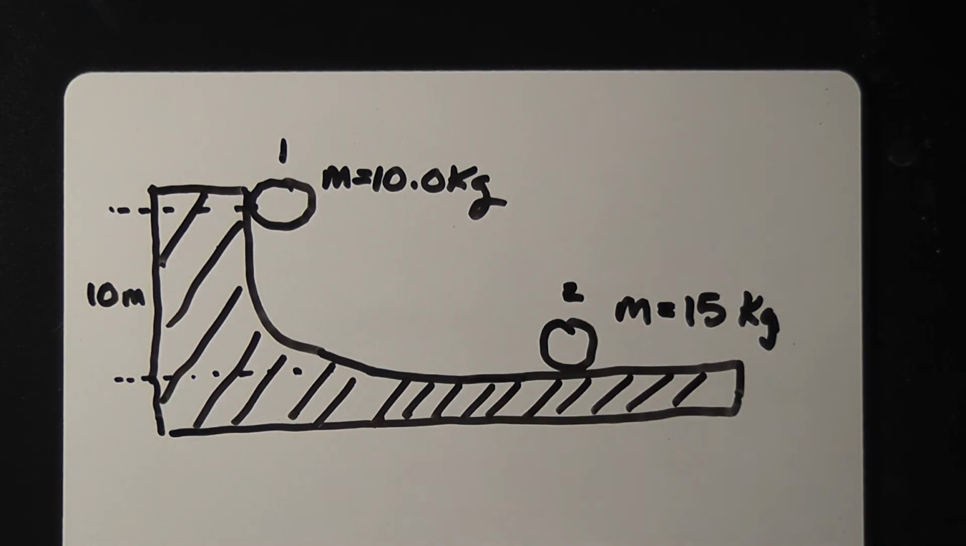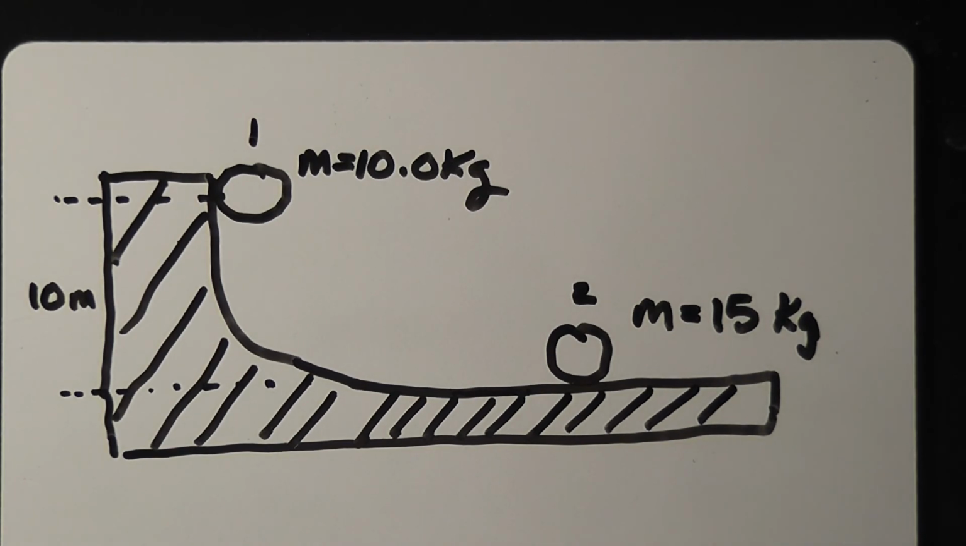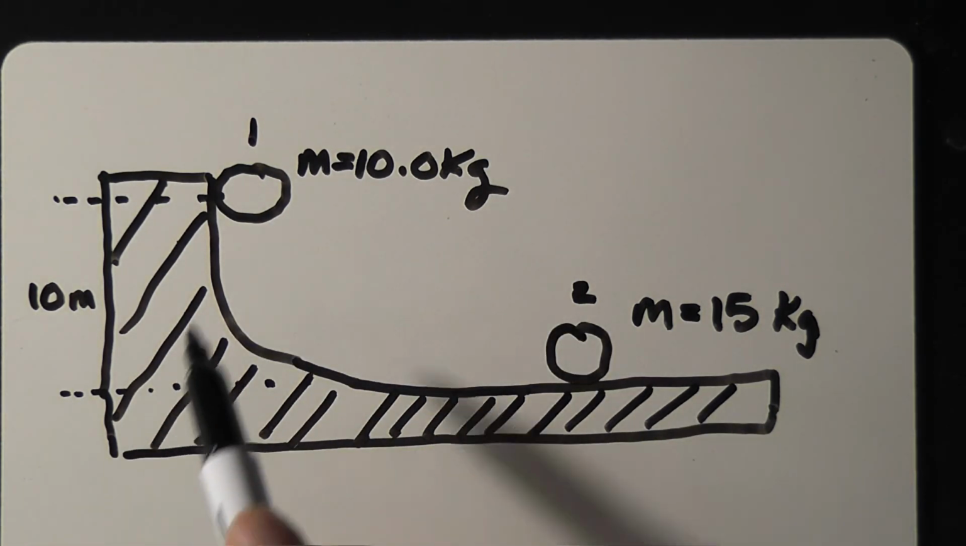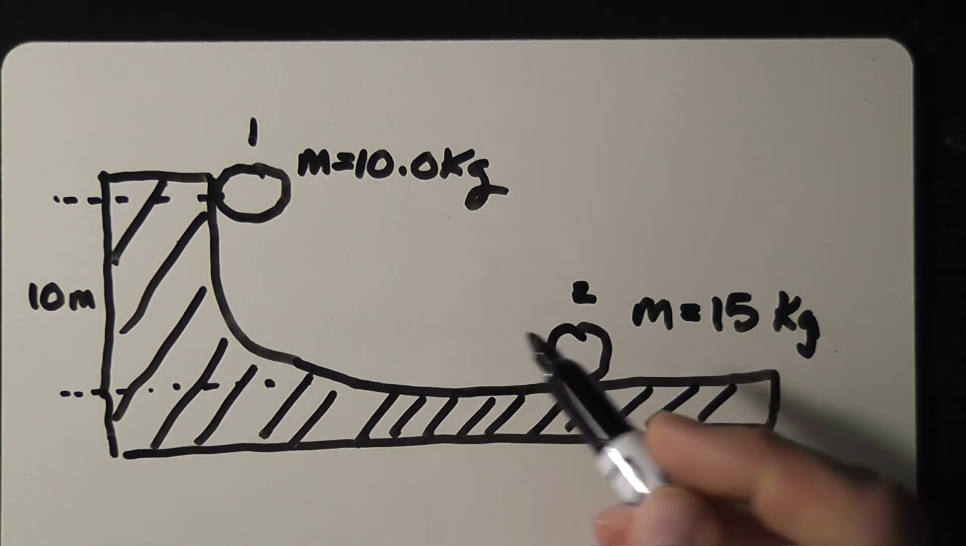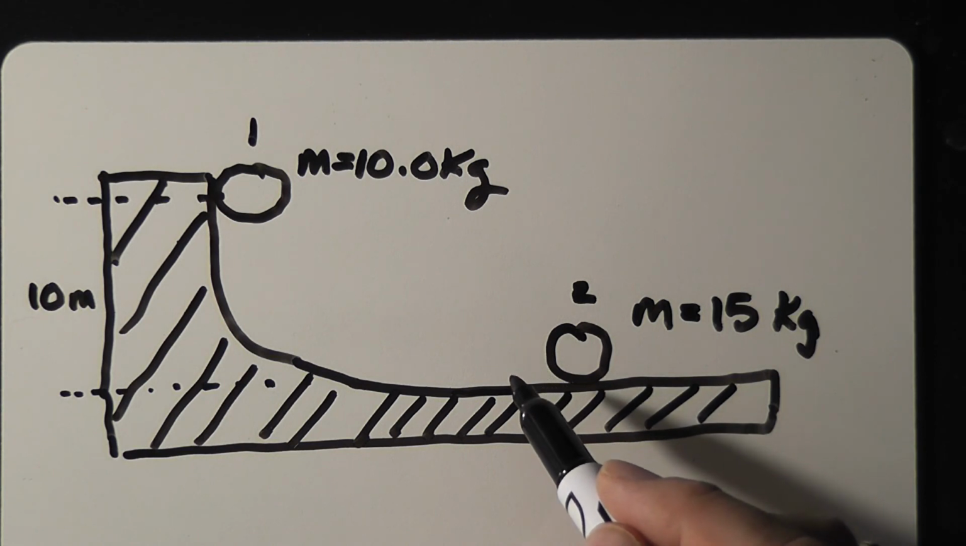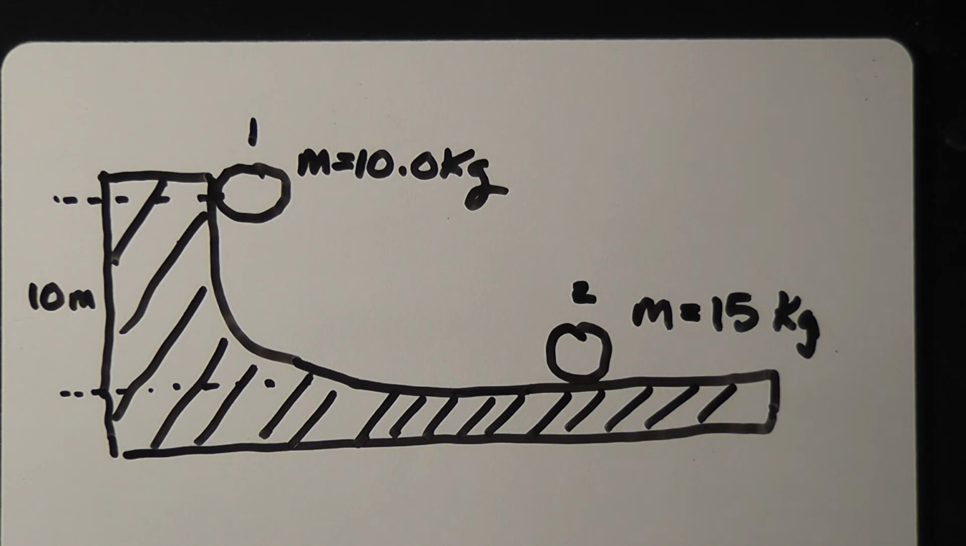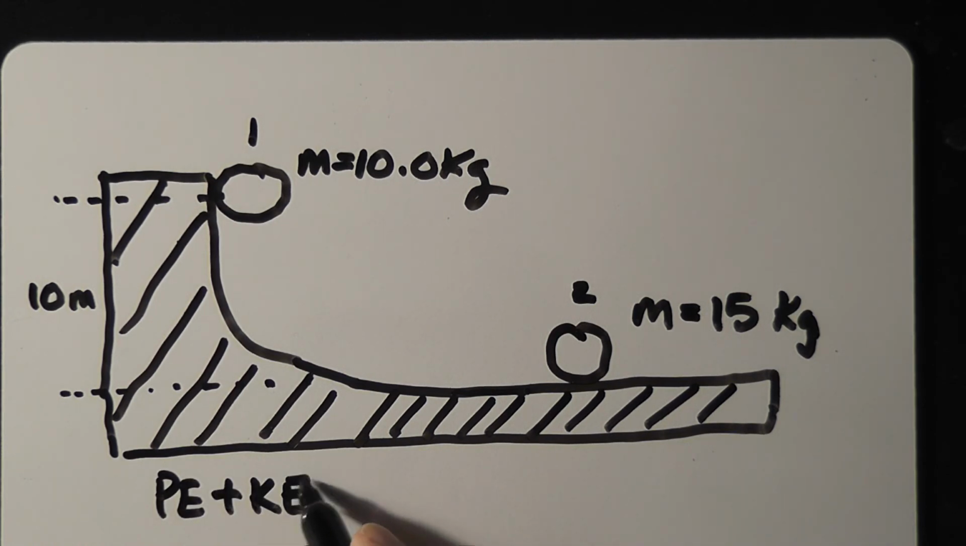So how do we figure out a problem like this? Well, the first thing we need to do is take a look at what is the potential energy of ball number 1 in its position. This is a conservative problem. Energy is conserved, kinetic energy and potential energy. So if that's the case, then we know that potential energy plus kinetic energy is equal to 0.